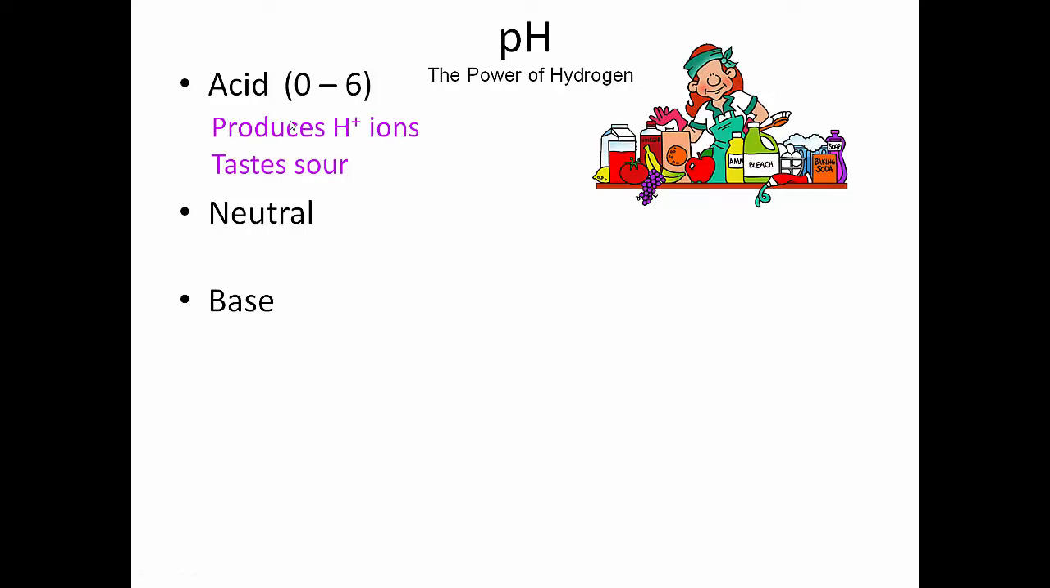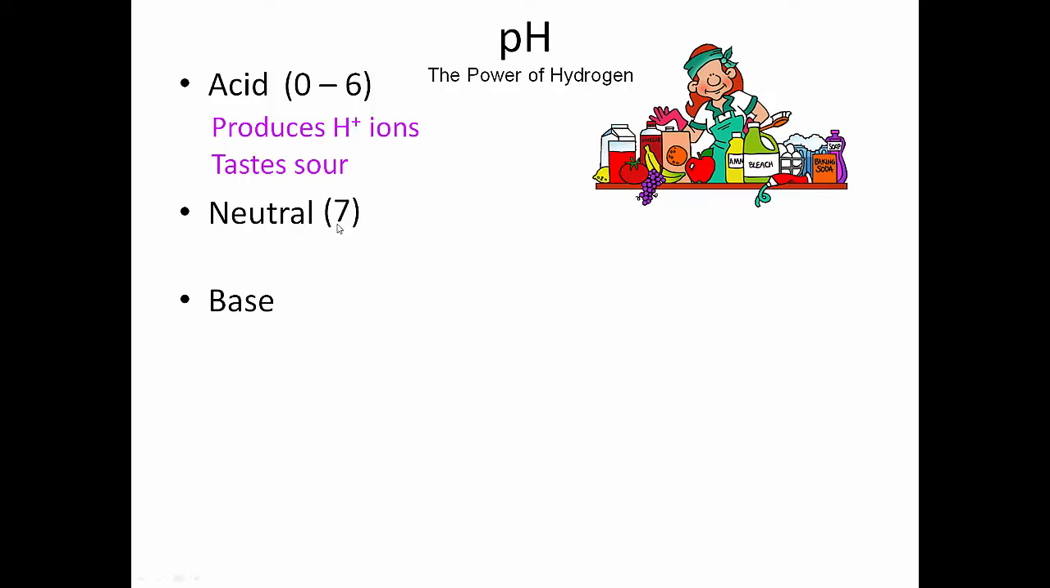Acids basically produce hydrogen ions. Hydrogen ions are the things that actually make these things acidic. And the more hydrogen ions you have, the more sour you taste. And I'm going to tell you bases taste bitter, and I'm not exactly sure what the difference between sour and bitter is. Your tongue can tell the difference, and I can tell the difference, but I can't really explain it.